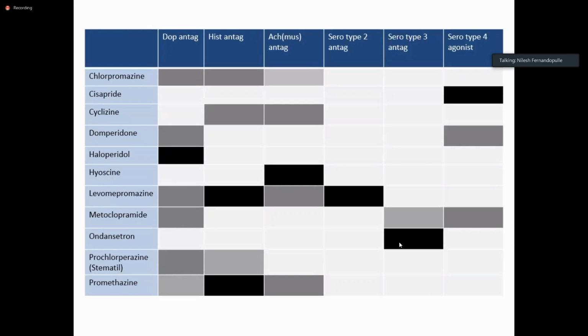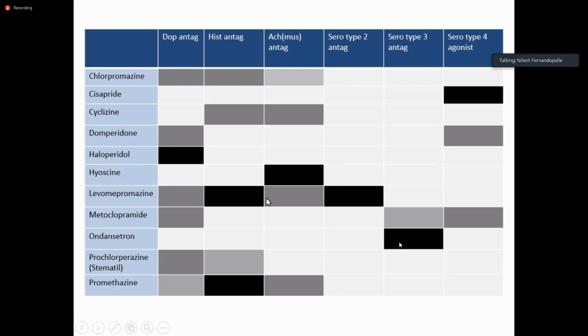So these are some drugs which we commonly use. On the left-hand column are the drugs which we use commonly for vomiting and nausea, and these are the receptors in which they work. I don't think you need to remember, but it's good to just have a rough idea what are the different drugs which are available.